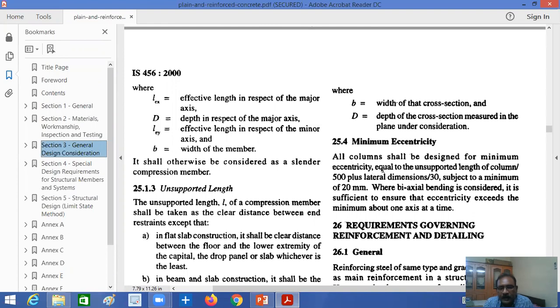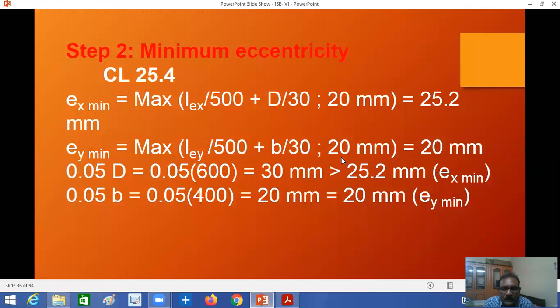Okay, already, and you observe that one. All columns shall be designed for a minimum eccentricity equal to the unsupported length divided by 500 plus lateral dimension divided by 30, subject to a minimum of 20 mm. Here the unsupported length is 4000. Okay, so this is 25.4. According to this also, you get within the limit. So it is a short column.